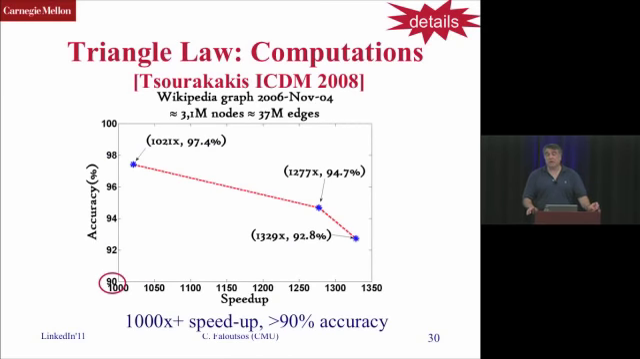Using this observation, we can compute the total number of triangles. The vertical axis is the accuracy of computation, the horizontal axis the speed up. For the Wikipedia network, with the specifications as on the foil, we can achieve 1,000 times faster computation time by keeping the top 10 eigenvalues. And the accuracy is 94%. Notice that the vertical axis here starts from 90, because otherwise the red line would be flat. So this is a huge advantage in estimation of the number of triangles.